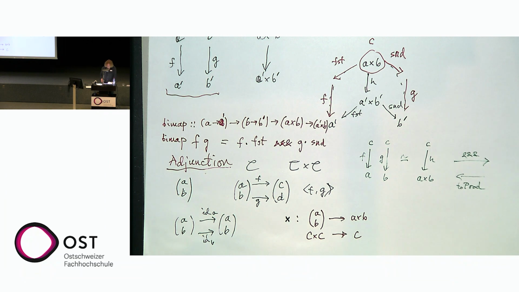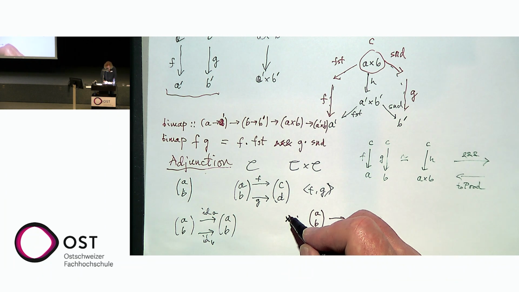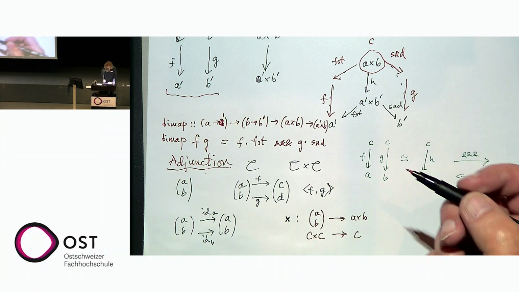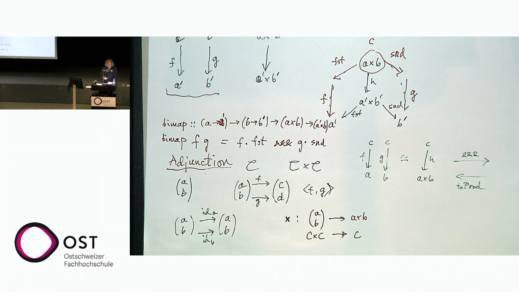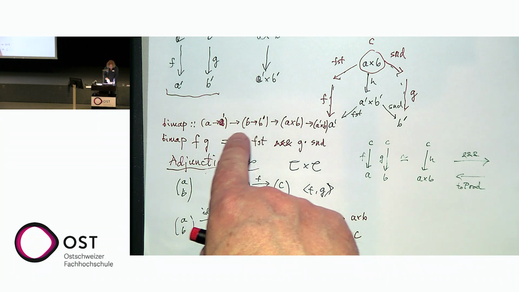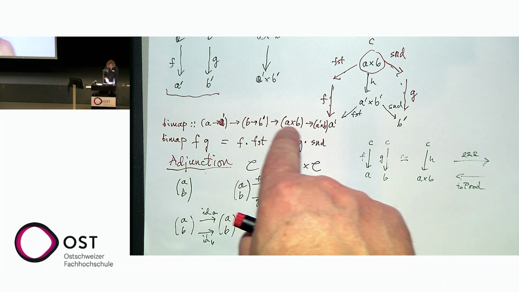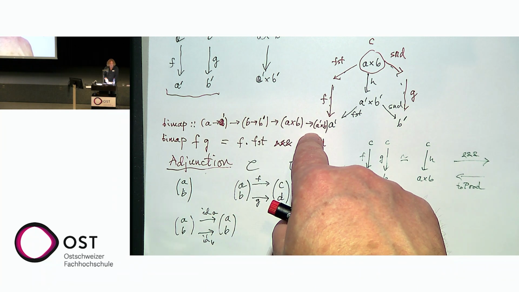Okay. And moreover, this cross here, it looks like X, but this is a cross. This is the product, right? This product goes from product category to C, and it's also functorial. It means it will also take a pair of arrows into a single arrow. Well, this bimap takes a pair of arrows and produces a single arrow.